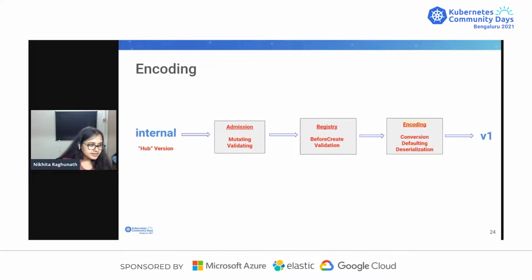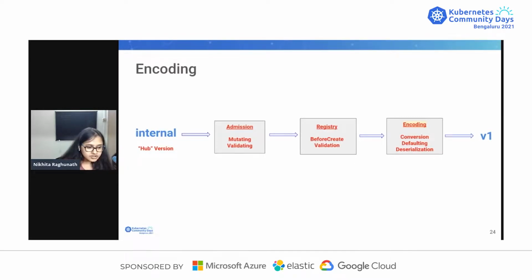So to recap very quickly, you have the internal version and the storage version, and the conversion between them takes place in three steps. So first you have admission, so mutating and validating webhooks. There's this thing called a registry, which we will look at in the code to see what it exactly means. And it does some operations before creation, and it also does validation. And finally, it gets converted to the storage version before it gets persisted to etcd.